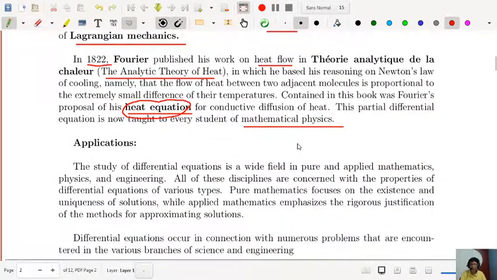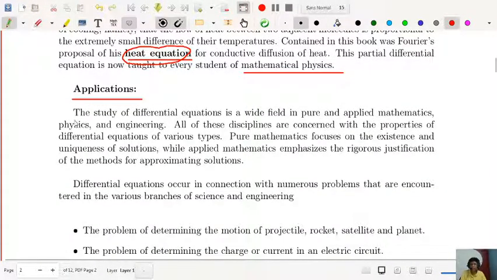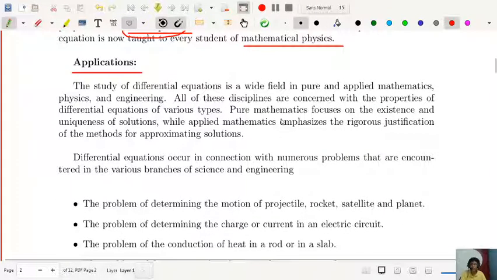Now the second question is, what are the applications? Why are you doing differential equations? Why are you solving differential equations? What are the major applications of differential equations? The study of differential equations is a wide field in pure and applied mathematics, physics and engineering. All of these disciplines are concerned with the properties of differential equations of various types. Pure mathematics focuses on the existence and uniqueness of solutions.